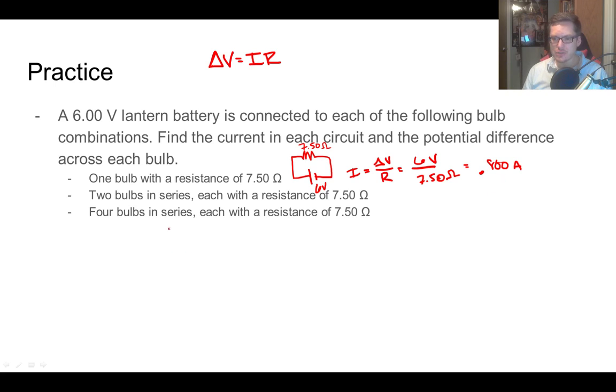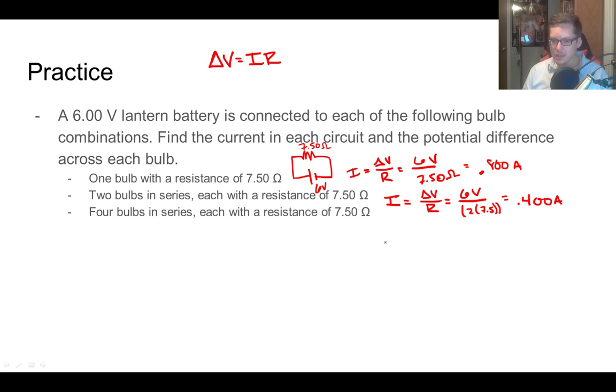Now we do the same thing. Now we have 2 bulbs in series, each with a resistance of 7.5. Well, this is easy, right? Same idea here. Our current is equal to delta V over R. Now the delta V value is just the potential difference, so that's still 6 volts. And the resistance is the total resistance, and there's 2 of them in series, and we know that when we have them in series, they're just added up. So that'd just be 2 times 7.5, which is 15, right? So that's the total resistance of our circuit. So we take 6 divided by 15, and we get 0.400 amps.